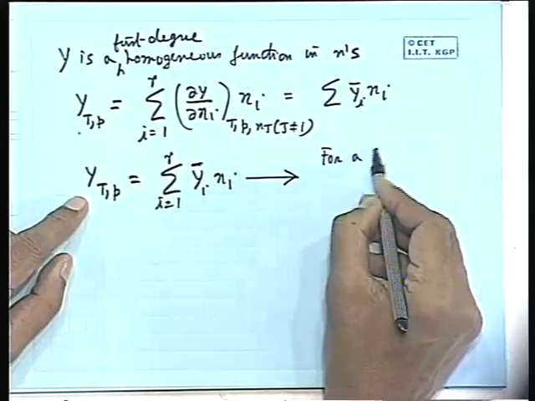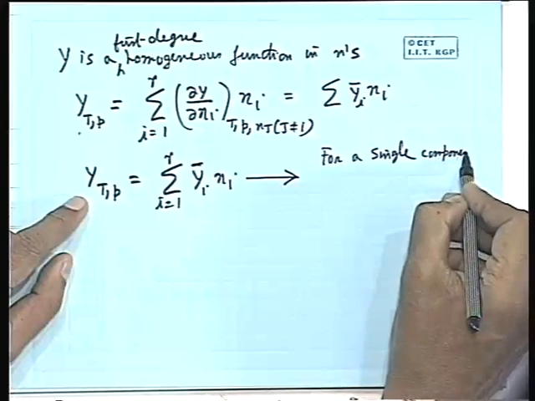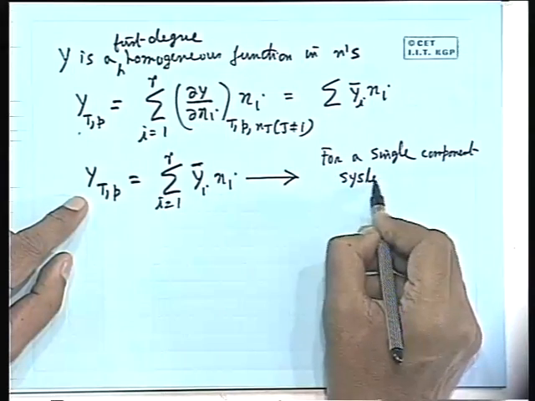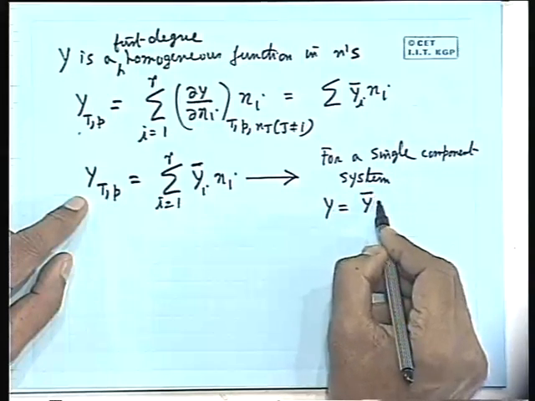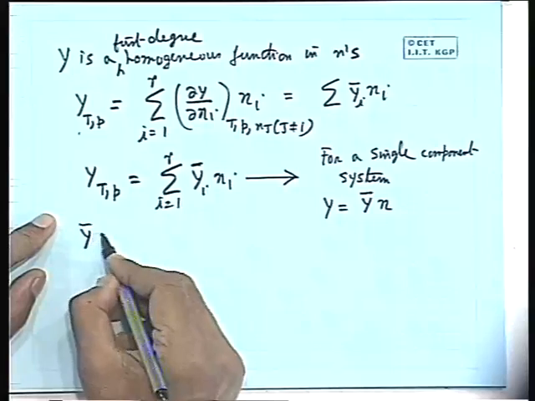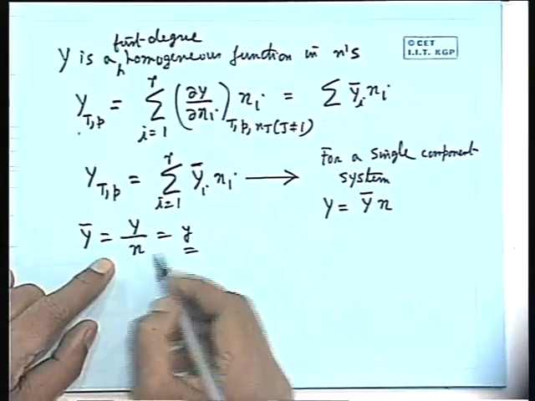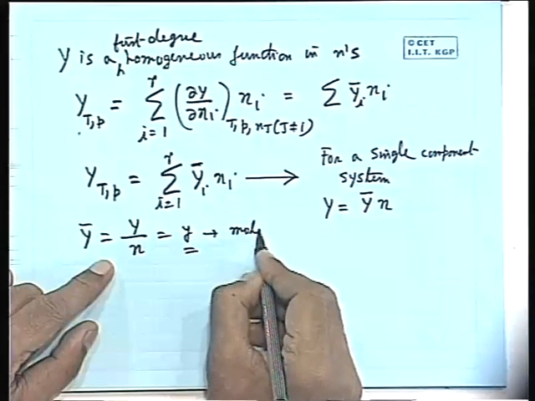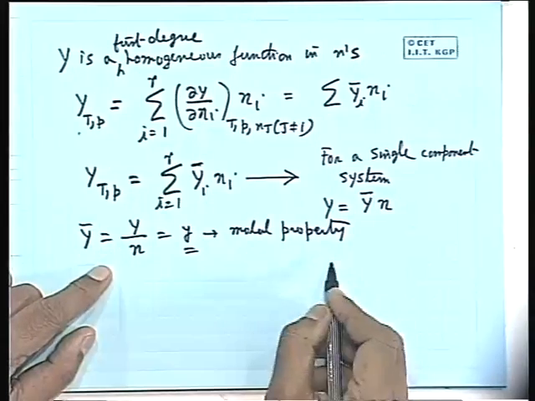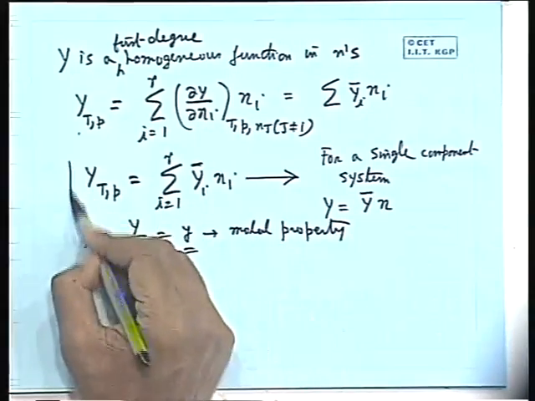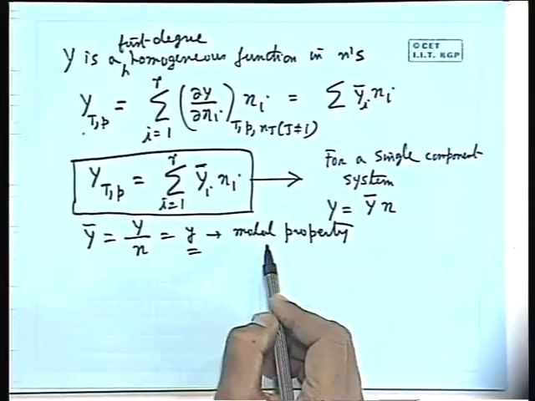Now, from here again we derive a very important conclusion: that for a single component system, we get Y is equal to Y bar into n. That means Y bar for a single component system is Y by n. That means small y, that is the molar property, for a single component system. So, partial molar property is the molar Y.